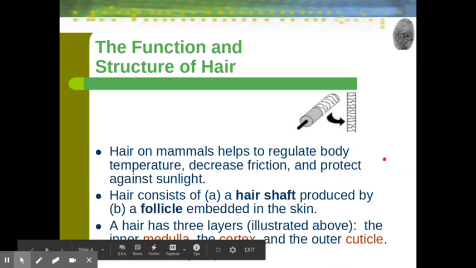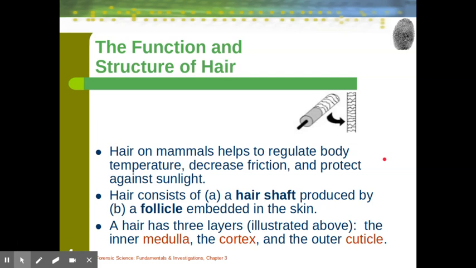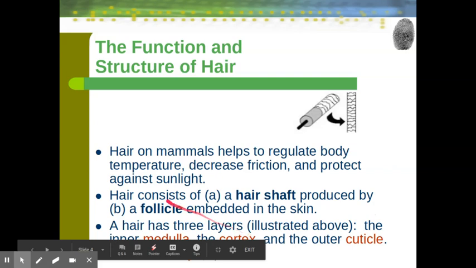So, hair in mammals, what is it good for? It helps regulate your body temperature, decrease friction, protect us against sunlight. So, I have some friends with really fine hair, and they'll have to put sunscreen on their kids' heads. I've never had that problem. I have lots of hair on my head. Don't get sunburned on my head.